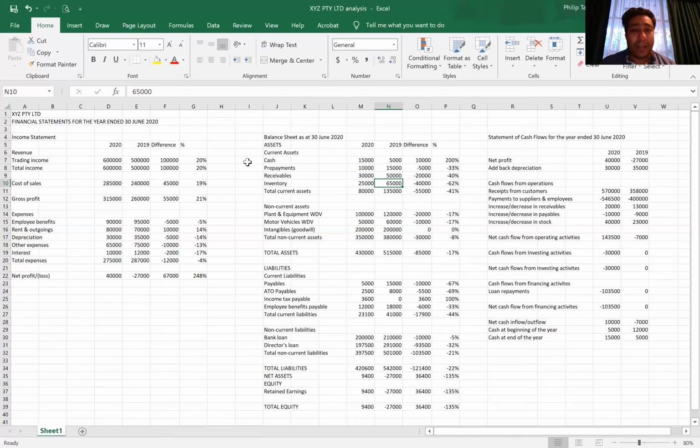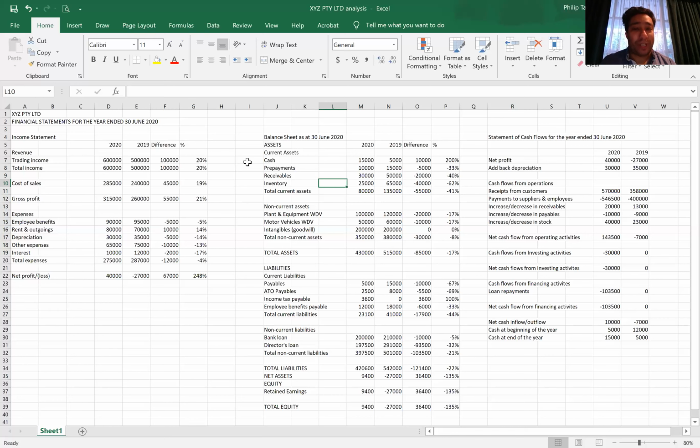Inventory. Again, in 2019, it was $65,000. In 2020, it's $25,000. Again, it's a good thing that the inventory has reduced because it could mean one of two things as well. One is the company has sold more stock than what it had in the previous year. Or two, which is not a very good thing, the company has had to write off stock because it's been old or obsolete, or the stock is not functioning any longer. So there are reasons for all of these increases and decreases.